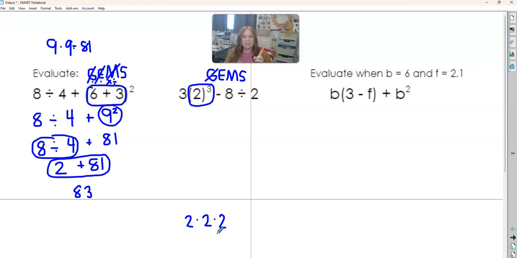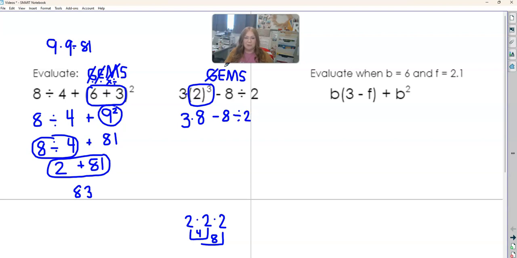This is not 2, 4, 6. The biggest mistake I see is we start adding. We are multiplying. So 2 times 2 is 4, times 2 is 8. 2 to the third power is 8. So here's 8. Now remember this 3 doesn't make it 38. There's a little invisible multiplication glue dot there. So we need to multiply 3 times 8. And then we're going to bring the rest down, minus 8 divided by 2.